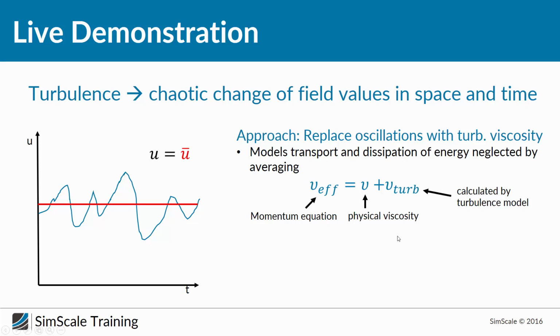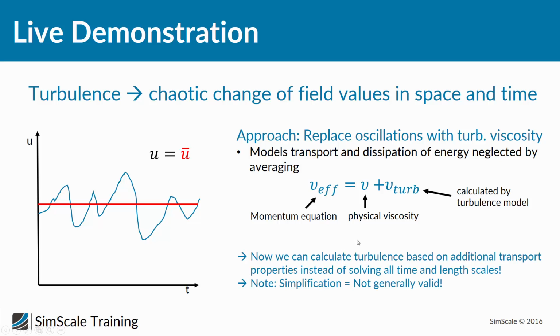And in the end, we are using a turbulence model, which is calculating turbulence with some simplifications on a macro instead of a micro level. And with the aid of this turbulence model, we can calculate this turbulent viscosity. And then we again close our equation system, and we are able to also consider turbulence without solving all scales. And this is something very important you should really keep in mind. This is a huge simplification.